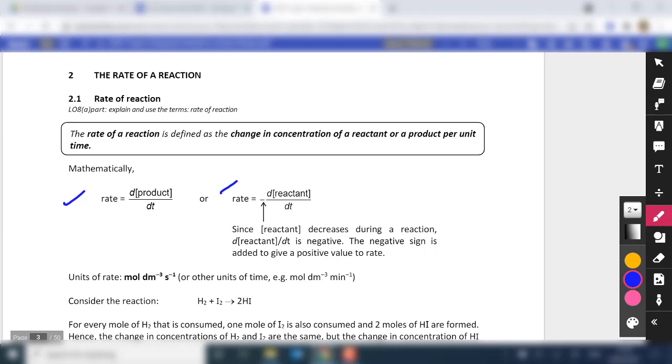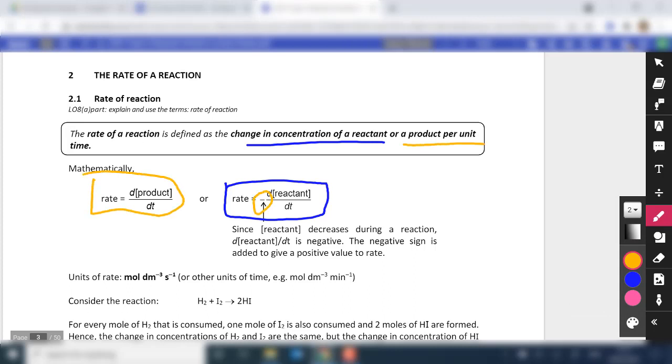We need to first define what is rate of reaction. It is defined as the change in concentration of a reactant or product per unit time. So there are 2 perspectives you need to take here. You are looking either at the change in concentration of the reactants, which is over here, or the change in concentration of the products, of course per unit time.